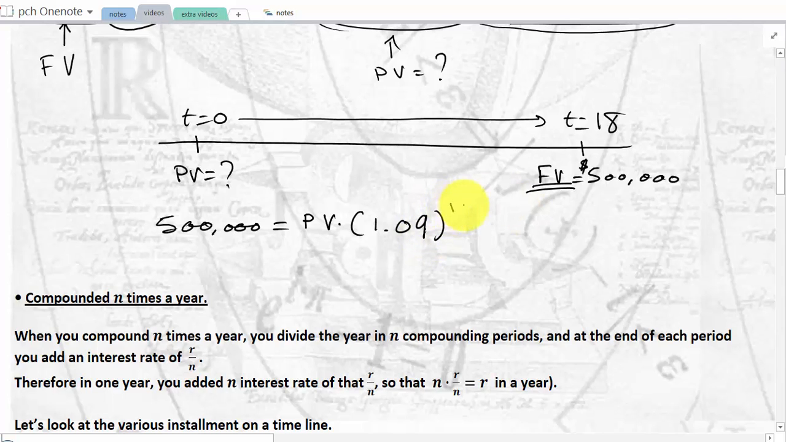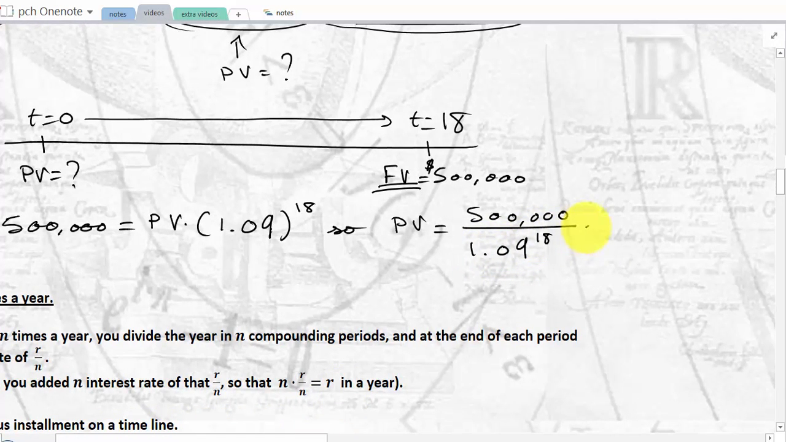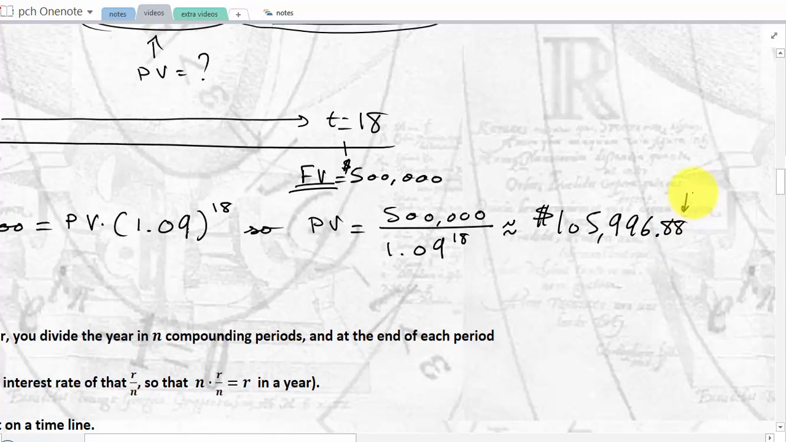And how many compounding periods? 18. That's it. So the present value is 500,000 divided by 1.09 to the power of 18. And again, if you type that in your calculator, you will find 105,996.88. Here, I will go to the cent above because I want to make sure I'm reaching 500. If I go to the cents below, I may not reach 500, okay?